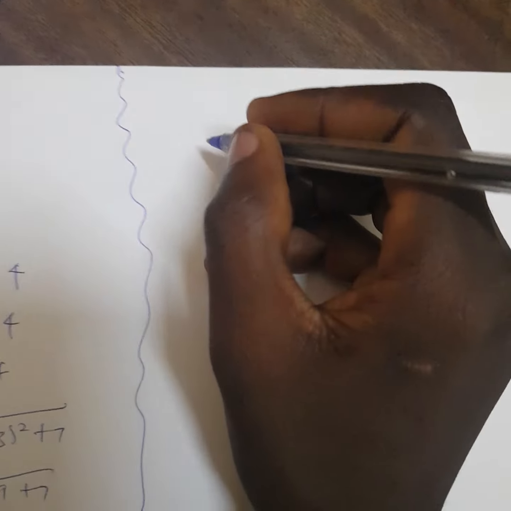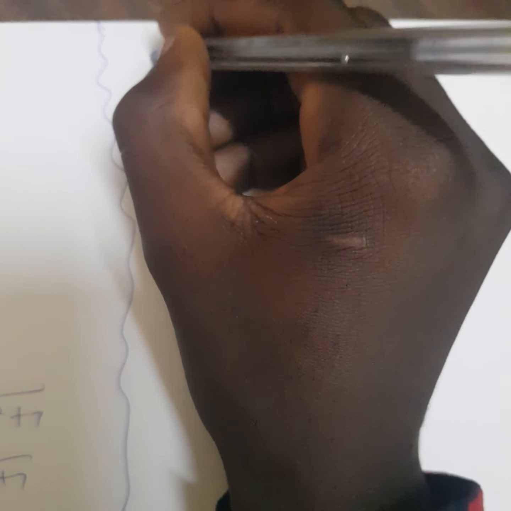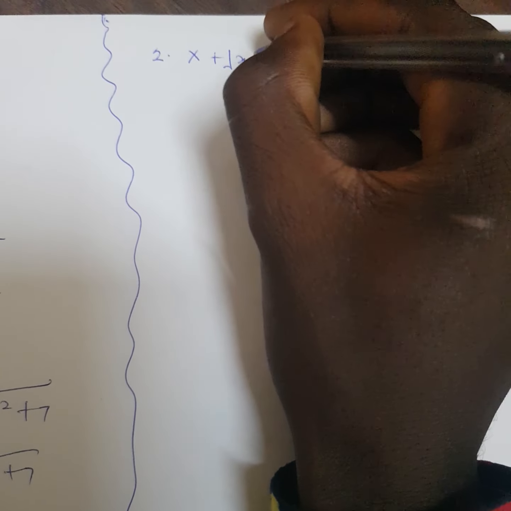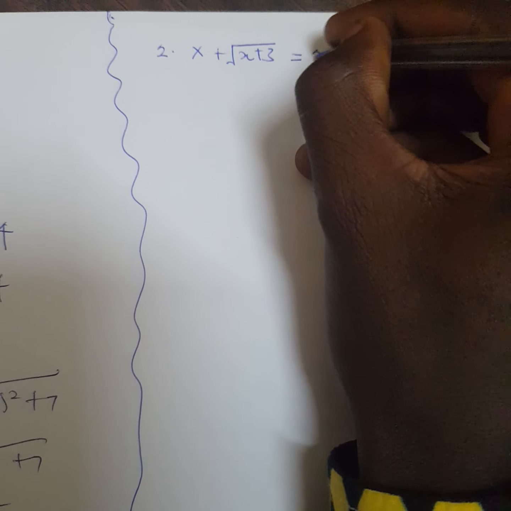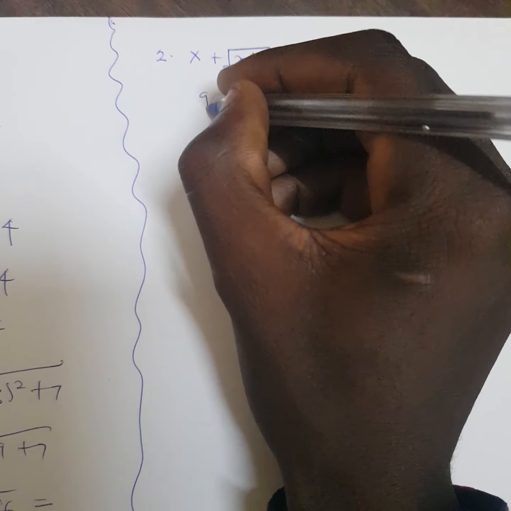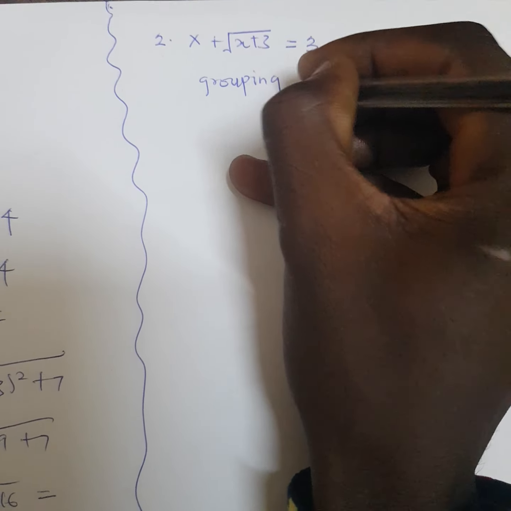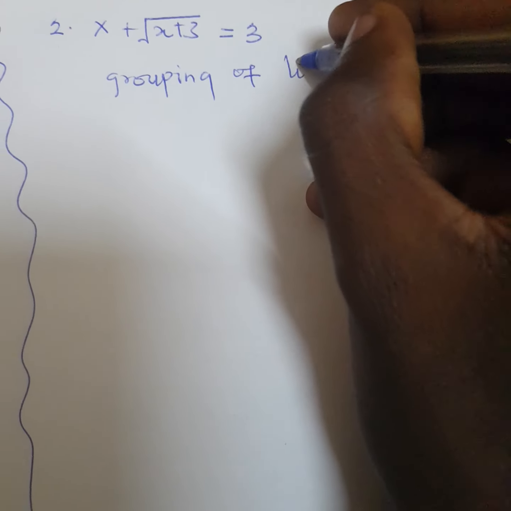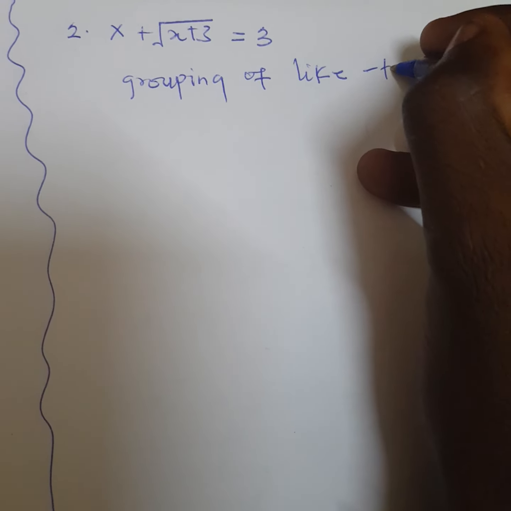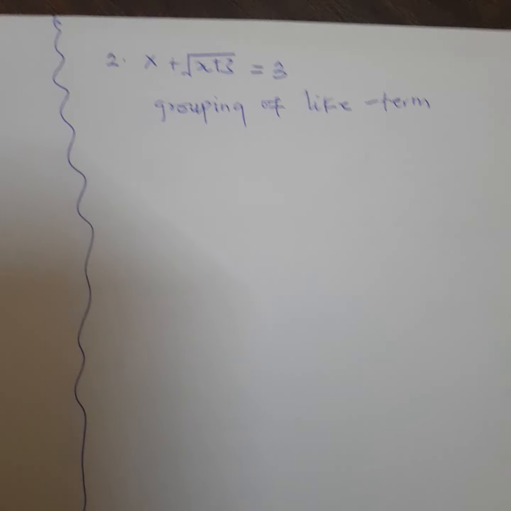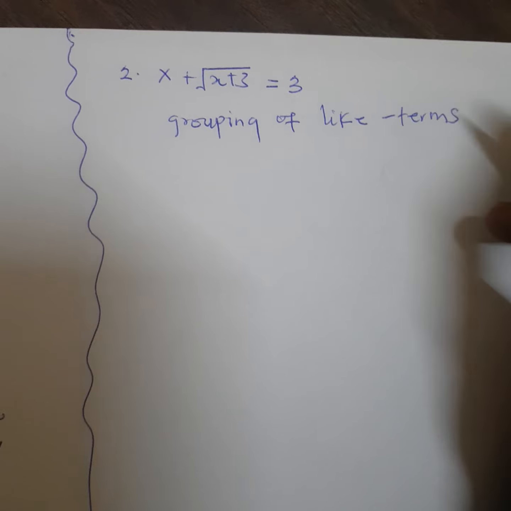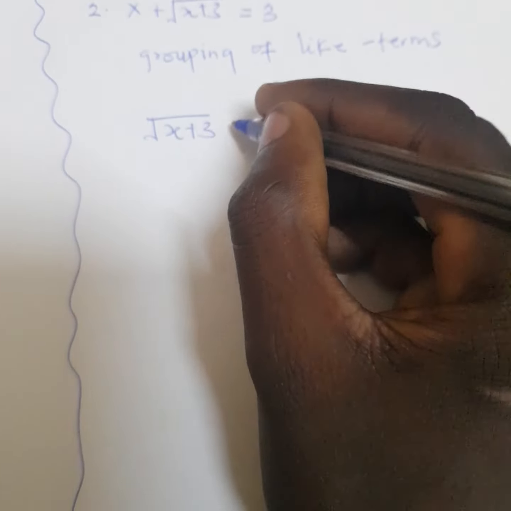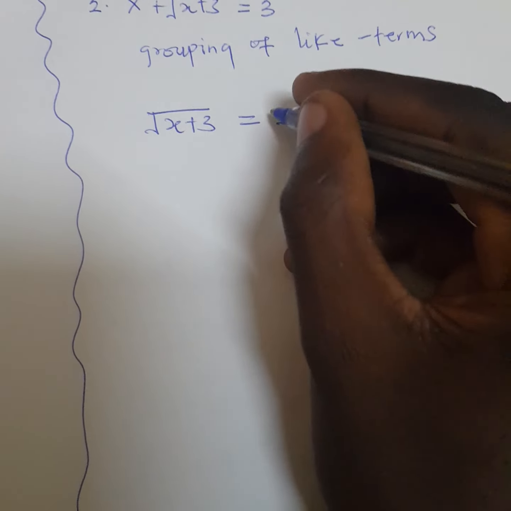The second question we shall look at is example 2. x plus root of x plus 3 is equal to 3. Now we do what we call grouping of like terms. If you group like terms, you're going to get root of x plus 3 equal to 3 minus x.